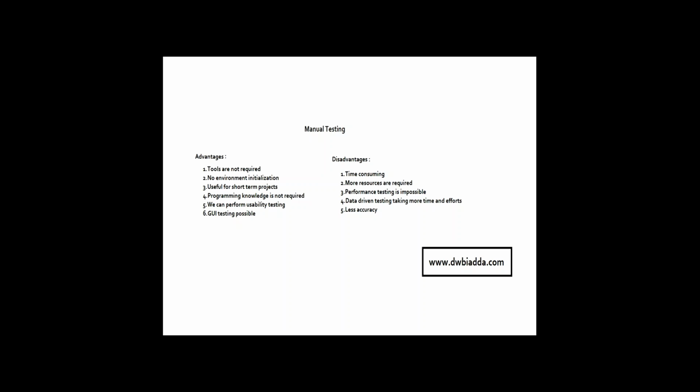The third one is that it is useful for short-term projects. Whenever our project is short, that means a 6-month or 1-year project, we can say those are short-term projects. For short-term projects, we perform only manual testing. If it is a long-term project, then we go for automation testing. A shorter span of project is the reason they choose manual testing.